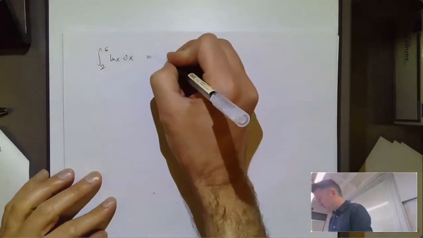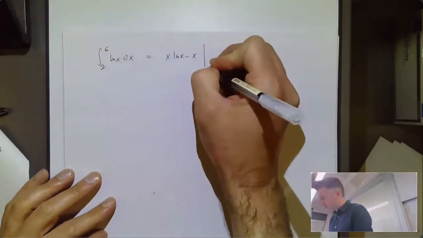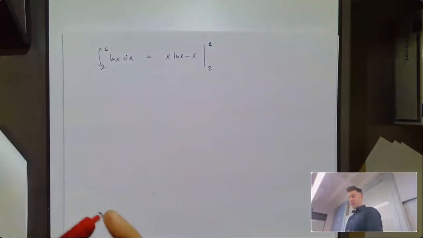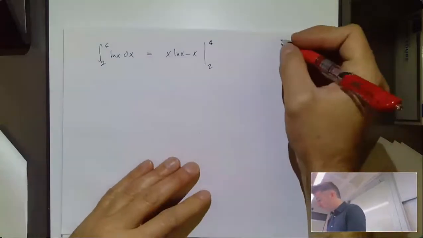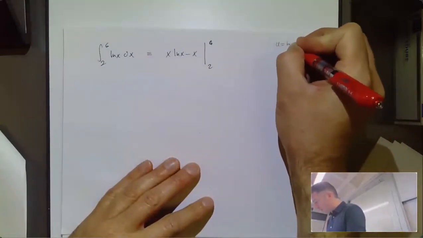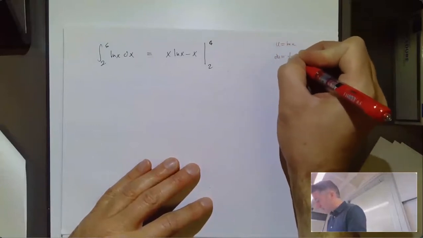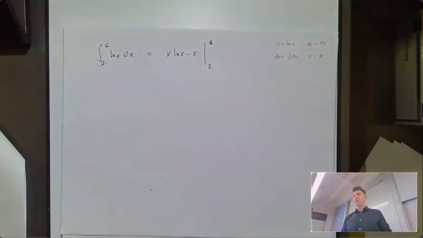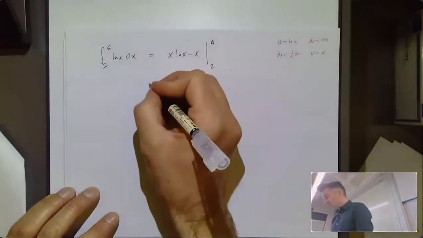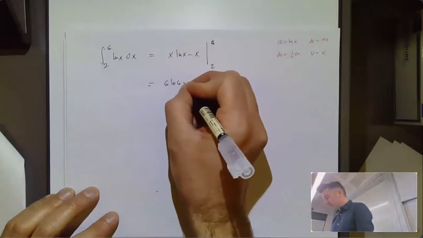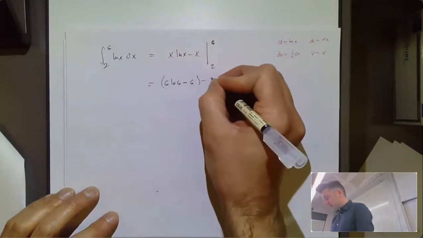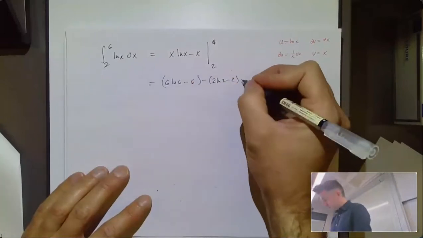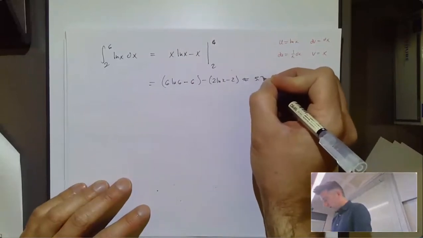So this is x natural log of x minus x from 2 to 6. I'm certainly happy to do it again if anyone wants. In case you forgot how to do it, you let u equal natural log of x, your du is 1 over x, your dv is dx, and your v is x. And then you integrate backwards. So this is going to end up being 6 natural log of 6 minus 6 minus 2 natural log of 2 minus 2, which is approximately, using a calculator, 5.36.